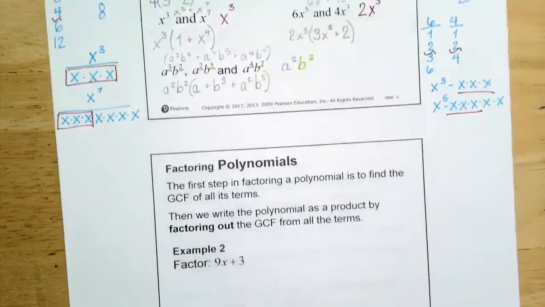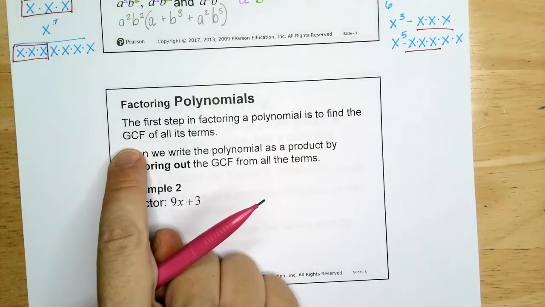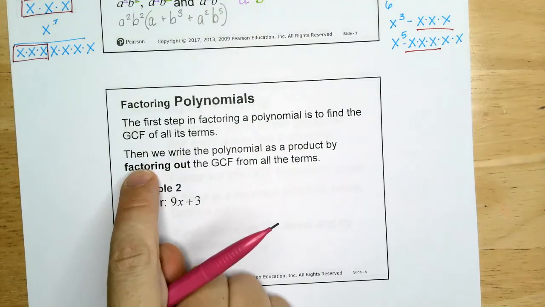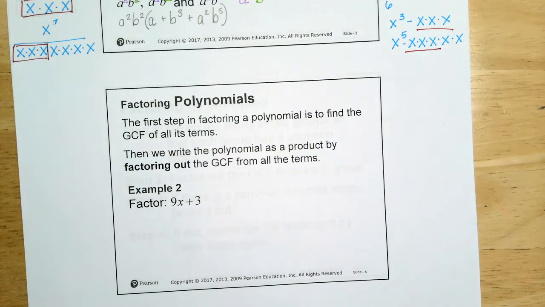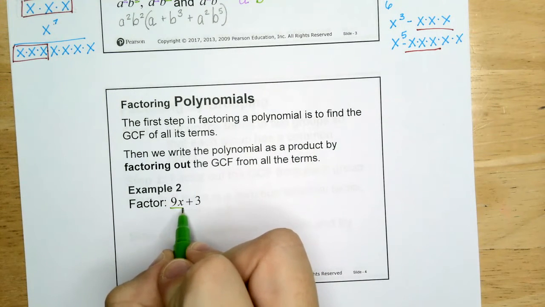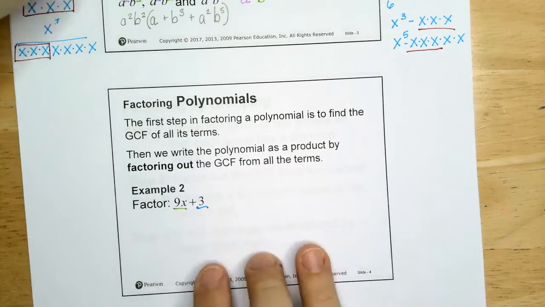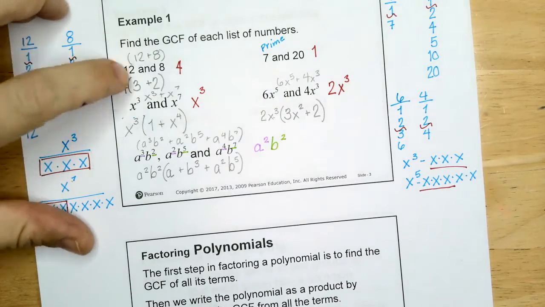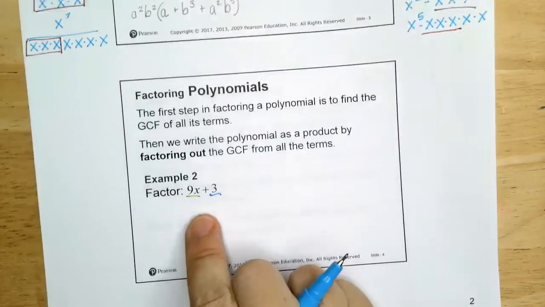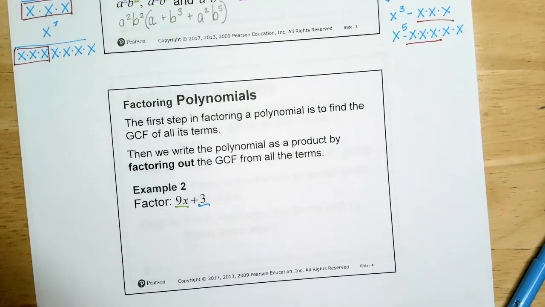Okay, so for factoring polynomials, the first step is to find the greatest common factor. Then we will write the polynomial as a product by factoring out the greatest common factor from all the terms. So here we have 9x is one of the terms and 3. So this is just like up here, but instead of the and, we have a plus, okay? 12 and 8, it was 4. 9x and 3, let's start with just the numbers, right?